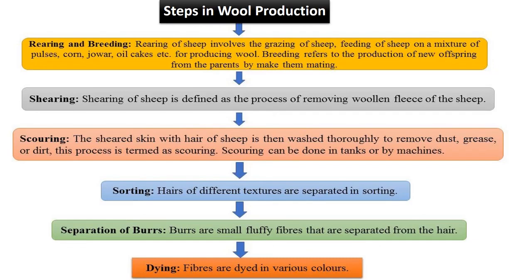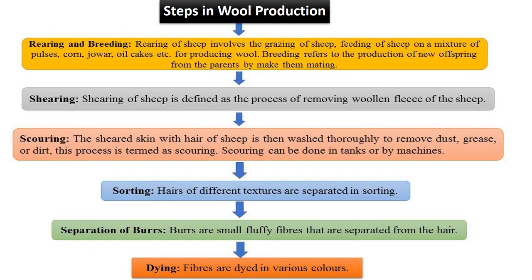After this comes shearing. Shearing of sheep is defined as the process of removing the woolen fleece of the sheep. Then comes scouring. The sheared skin with hair of the sheep is then washed thoroughly to remove dust, grease, or dirt. This process is termed as scouring. Scouring can be done in tanks or by machines.